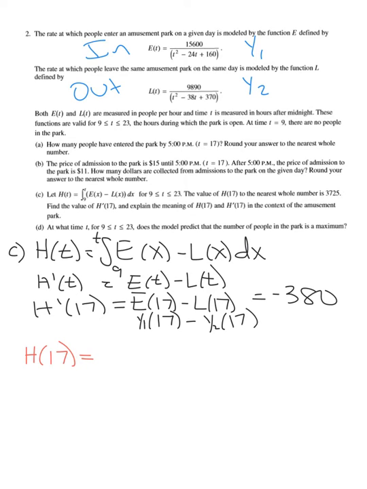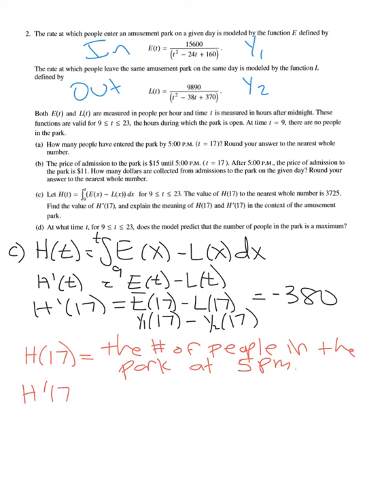So h of 17 is the number of people in the park at 5 p.m. H prime of 17, so this is a rate. The rate of people entering minus the rate of people leaving. So this represents the change in people entering and leaving the park.